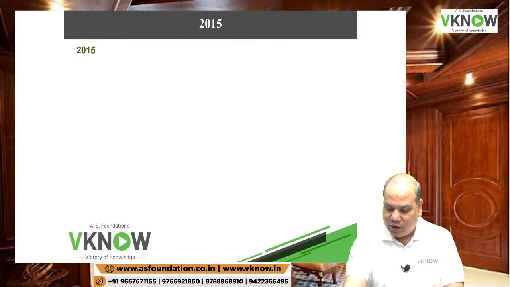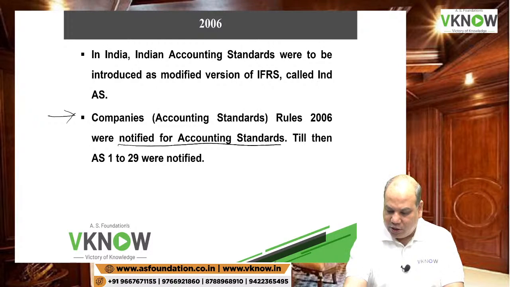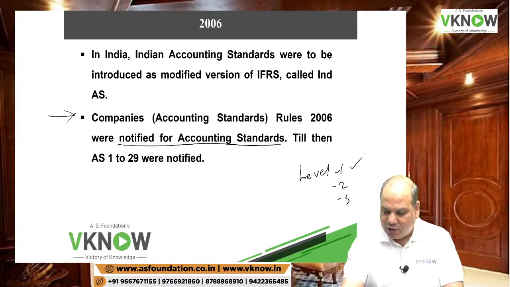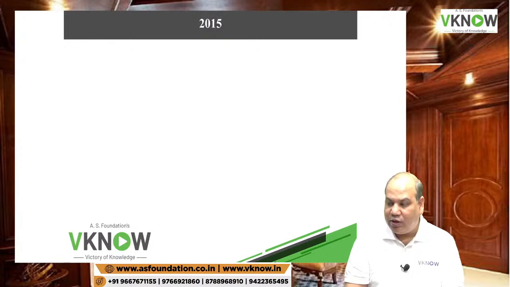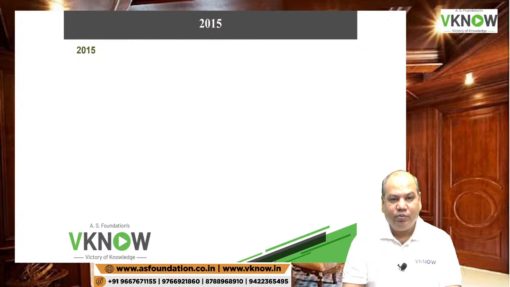Companies were divided into, as you may have studied in your intermediate, level 1, level 2, level 3. For level 1, most of the standards were mandatory. For level 2, some exemption. For level 3, more exemptions. So this way, the standards were made mandatory under the Companies Accounting Standard Rules. And now came the most important year for Ind AS, 2015.